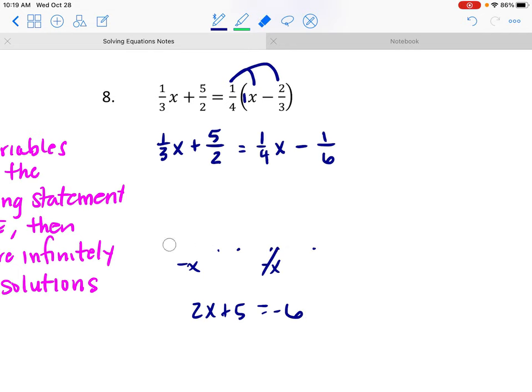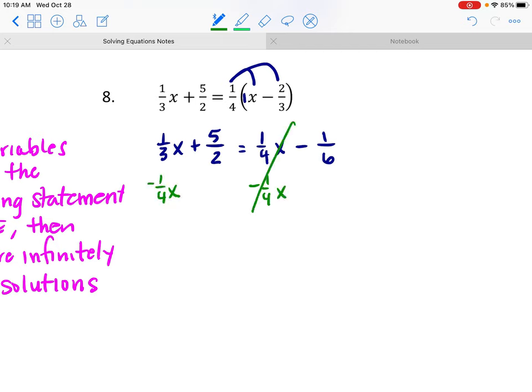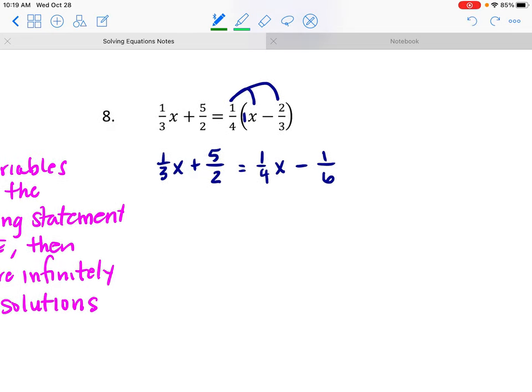I could do the same thing here, where I could subtract 1/4 x from both sides, right? Subtract 1/4 x, and then go about my business of solving. But I don't want to have to do that, because when you add and subtract fractions, you have to get common denominators. So what I would do here is clear out the fractions.